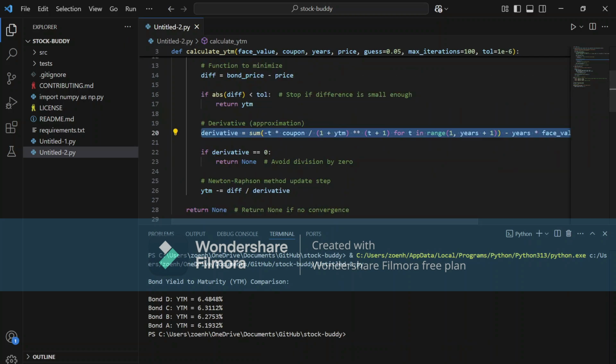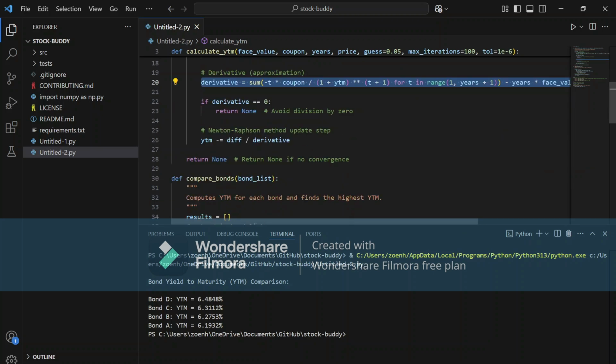All right. So the YTM is going to be adjusted by the difference divided by the derivative. This narrows down to the correct YTM. Return None here. If the loop runs 100 times without finding a good answer, we'll return None.